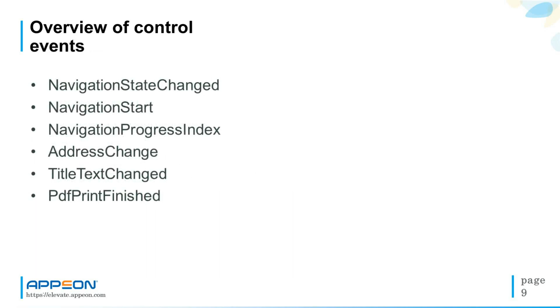A little overview of some of the control events. Navigation state changed, navigation start, navigation progress index, address change, title text changed, and PDF print finished. And I'll give the details on those during the demo.